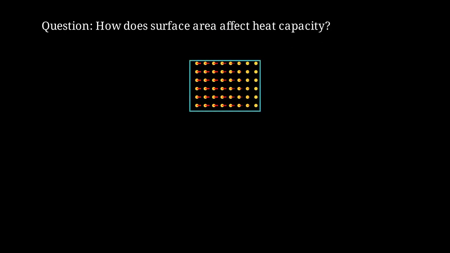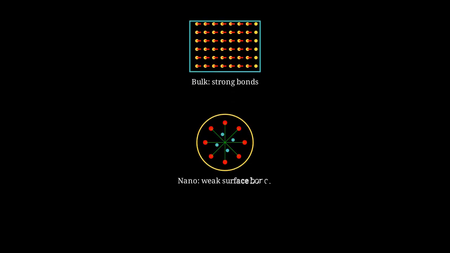In bulk materials, atoms vibrate with strong coupling to their neighbors, giving predictable heat capacity. Surface atoms have weaker bonds and different vibrational modes, storing energy differently than bulk atoms.